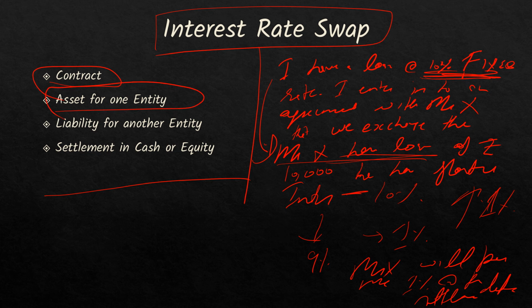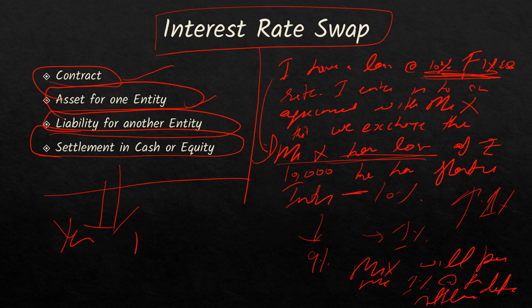We will cover a detailed example of interest rate swap accounting with all the journals in later videos. This is just to understand whether it is a financial instrument or not. The contract is there. It is an asset for one entity and a liability for another. It depends on how the interest rate moves. Settlement is in cash. So the answer for all the conditions is yes, so we can say it is a financial instrument.